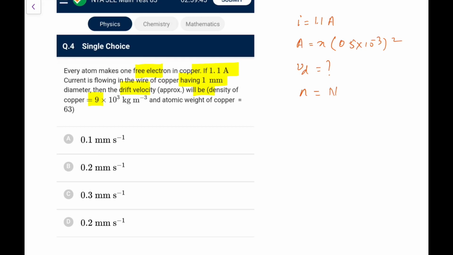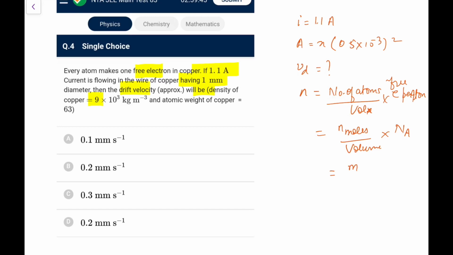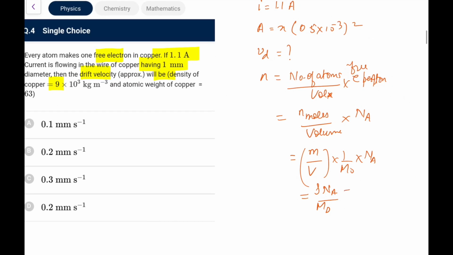That would be equal to number of atoms per unit volume into free electrons per atom. Free electron per atom is 1, so that is number of atoms per unit volume, which would be equal to number of moles per unit volume into Avogadro number. Now number of moles you can write as mass upon molar mass, so that is mass upon volume into 1 upon M naught into Na. So you can directly write it as rho Na by M naught. Now going by this data, what is rho?